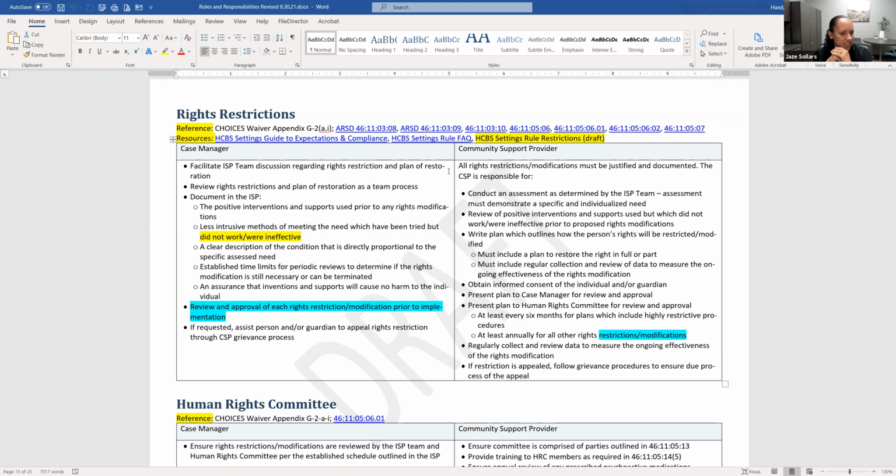As we noted, there obviously is a systemic need to do a training on rights restrictions and the HCBS settings rule and the implications of that. So we're shooting for sometime in October to host that training for the system. We don't have it completely finalized at this point. But otherwise, thoughts, questions? We have some highlighted areas.